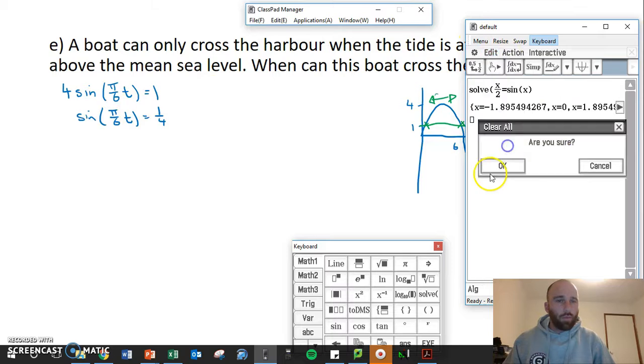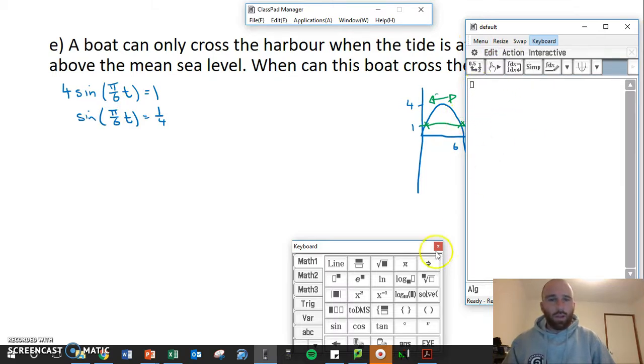I'm going to clear that from the previous slides. Okay, so what I'm going to do is go solve. So 4 sine, bring up the fraction tool, pi over 6. Instead of using t, I'm going to use x. Okay, I'm going to say when that equals 1.